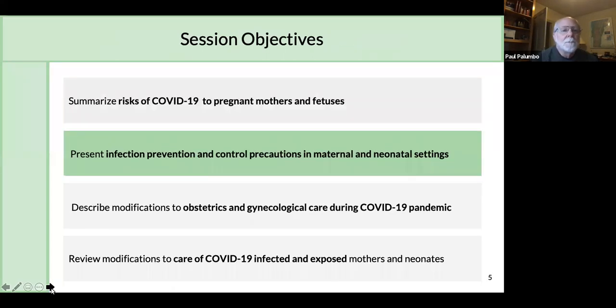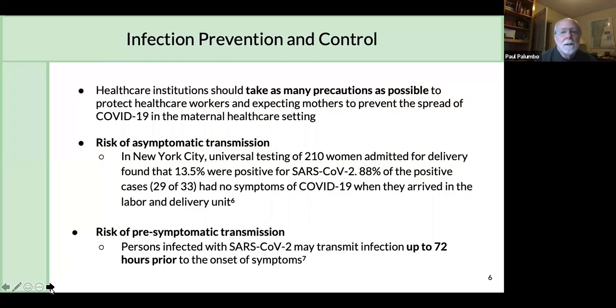Next slide, Ann. So moving on to infection prevention and control precautions in the peripartum arena. So we are cautious about COVID-19 in the face of limited information. Healthcare institutions in our country are advised to take as many precautions as possible to protect healthcare workers and to protect pregnant mothers, pregnant women, to prevent COVID-19 in the maternal healthcare setting.